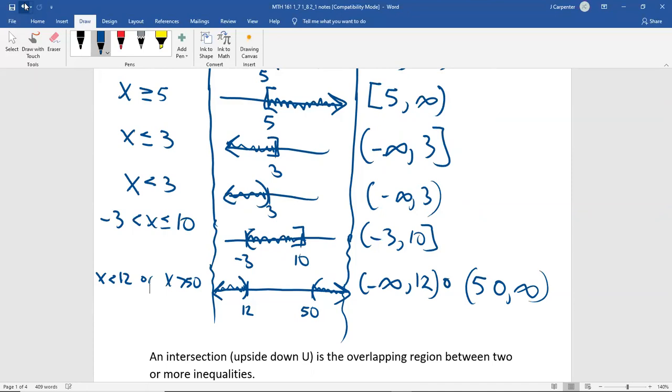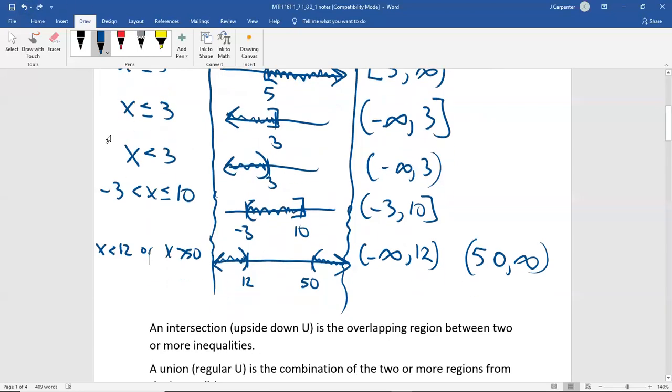And some people might say, oh, we'll just write the word or here. I mean, outside of class, that might get you by perfectly fine. But inside of class, we have a symbol that we need.